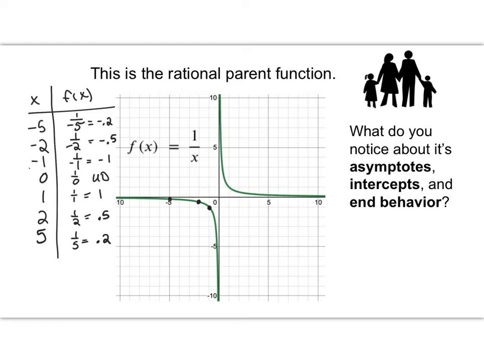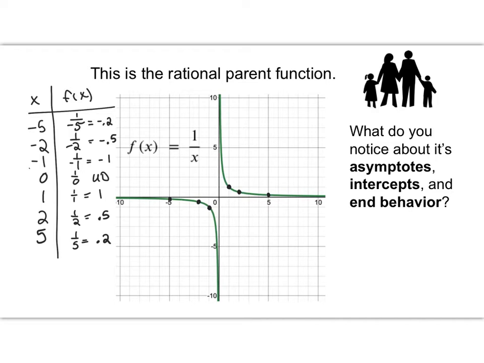You cannot divide any number by 0. And then moving on, as we get into values greater than 0, when x is 1, y is 1, because 1 divided by 1 is 1. When x is 2, y is 1/2, because 1 divided by 2 is 1/2. And when x is 5, y is 1/5 or 2/10, because 1 divided by 5 is 0.2. And so that's how we get all of our values on here.